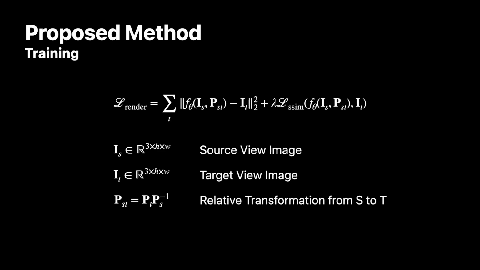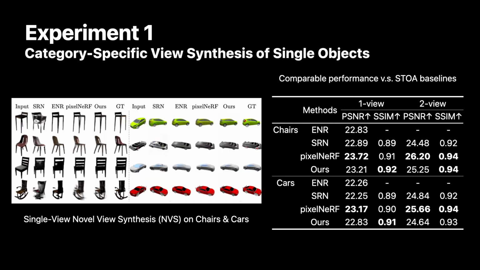During training, we predict the target view from source views and minimize the rendering loss with the ground truth images. One advantage of our formulation is that we can use structural losses like SSIM, which is not directly applicable to NeRF-like methods. Our model is evaluated on a series of well-established benchmarks.